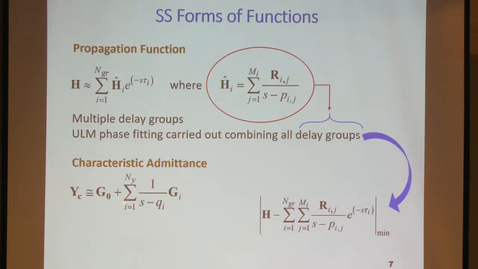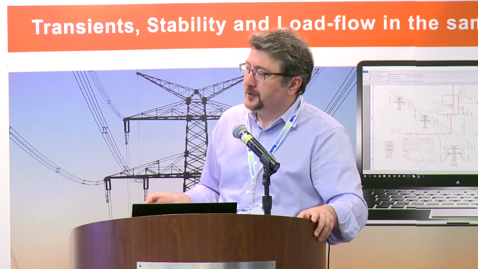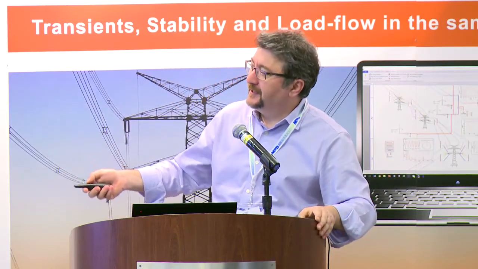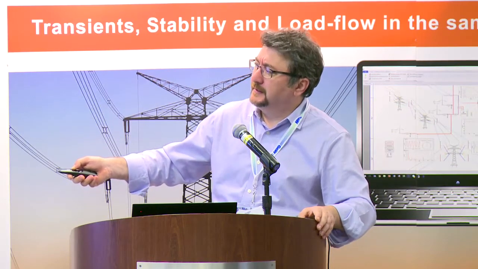For the characteristic admittance, it is not complicated. You can easily find a transfer function equivalent for characteristic admittance. But for the propagation function, it is a little bit complex. So first, you find the delays by doing transformation. Then you find the eigenvalues, and from those you find the poles, and then you do the fitting in phase domain using this technique. Here, the only unknown is the residue matrix here.